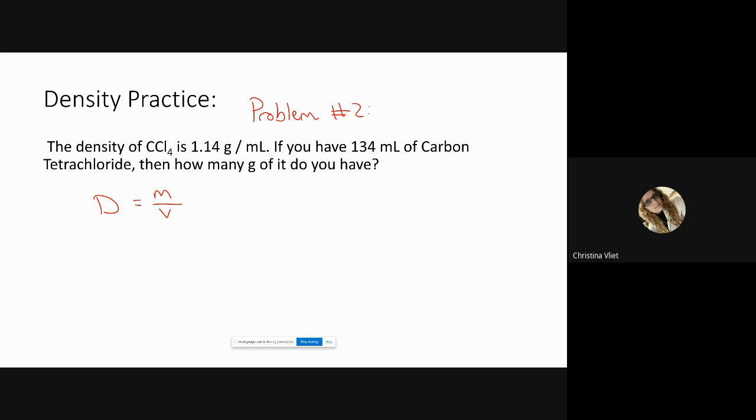What am I given this time, though? Density. What else? So you have to recognize that that's the volume and that this is the density. I'll pause because I know you're still writing the question, and then I'll continue to solve.